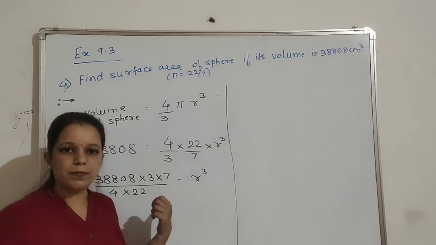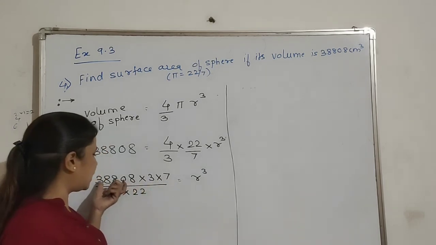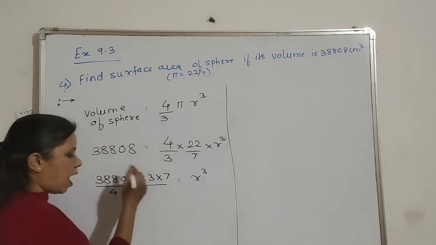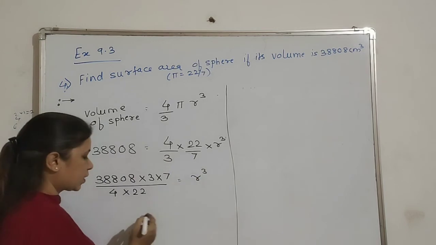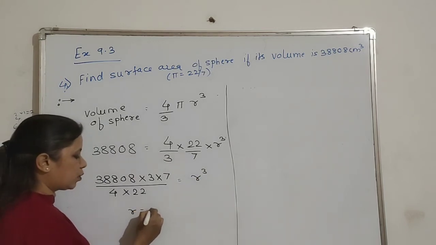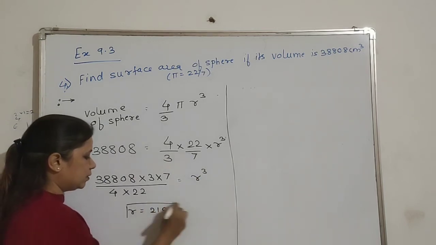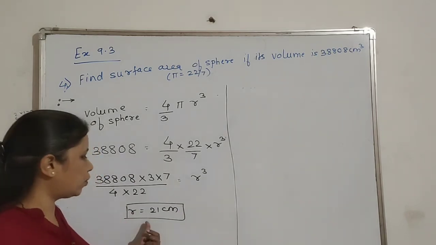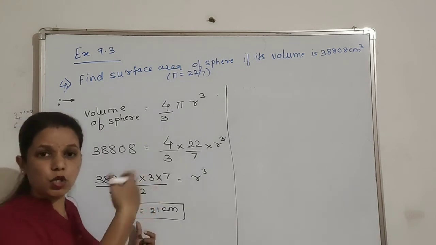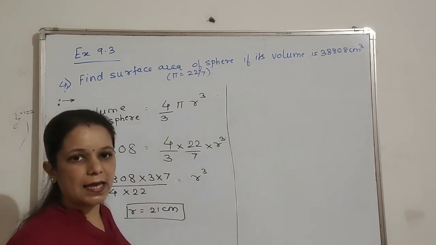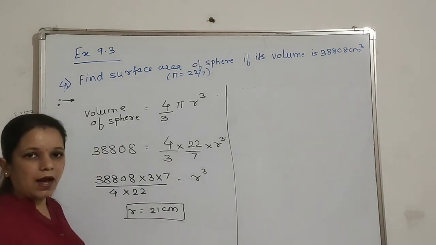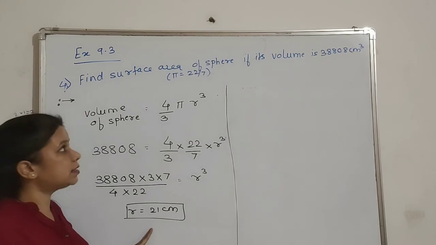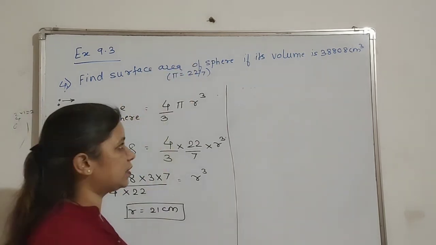Just like the previous sum, we will have to factorize 38808 and then after you take the cube root you will get r is equal to 21 centimeter. Radius, after you perform the calculation and take the cube root, you will get radius as 21 centimeter. Now the second part of the problem, we have calculated the radius. Now we will find the surface area.